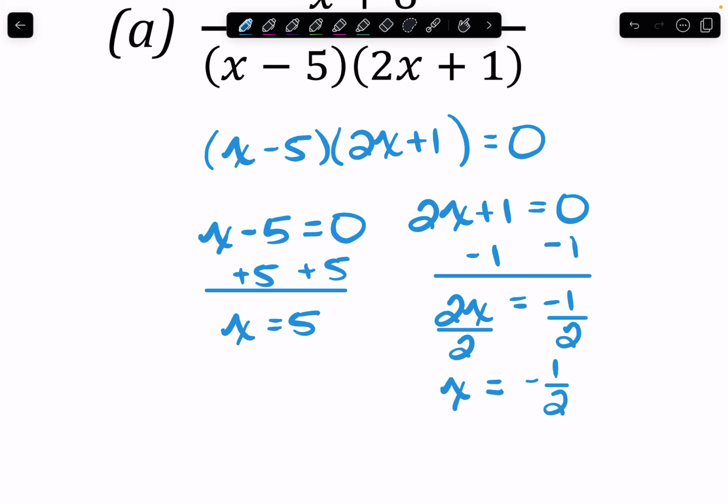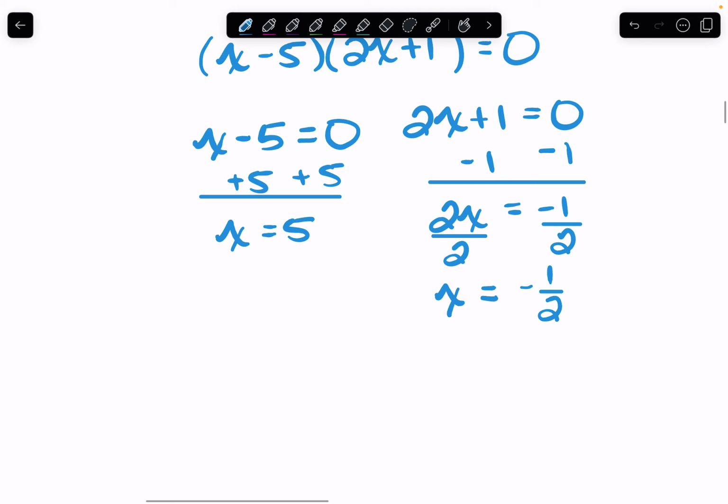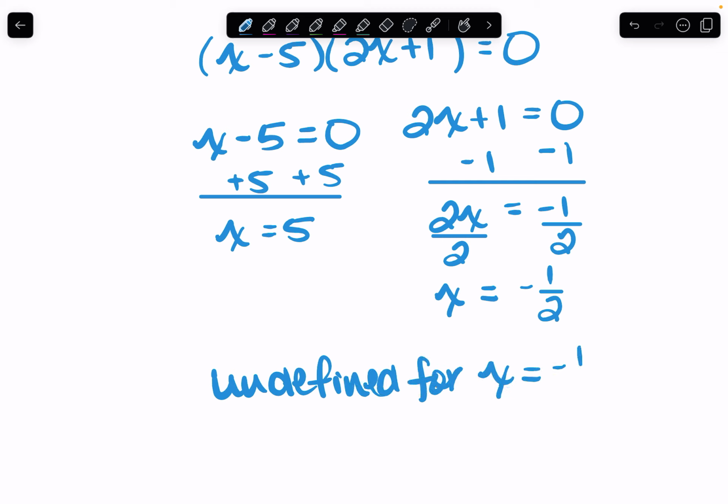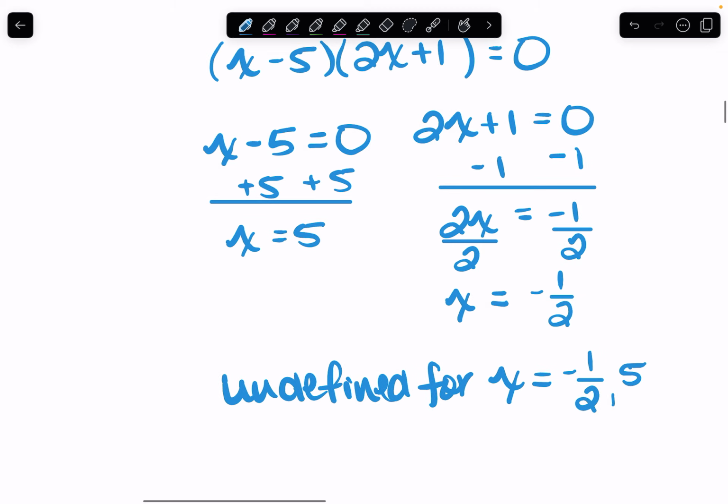So remember, these are not solutions. This is an expression. An expression does not have solutions. This is where the expression is undefined. It is undefined for x equals negative 1/2, 5.